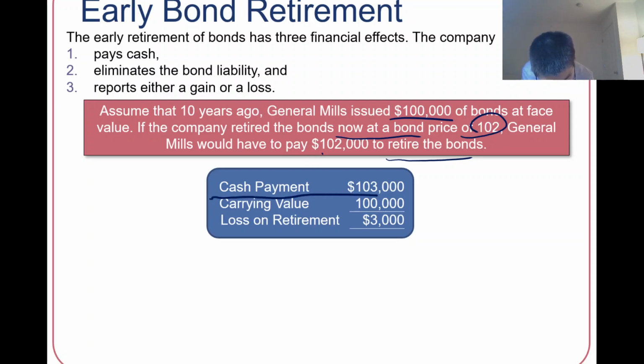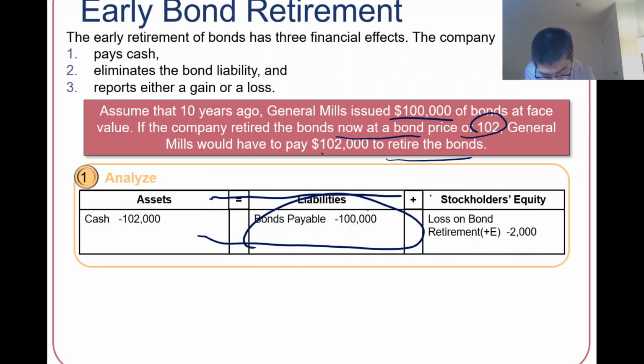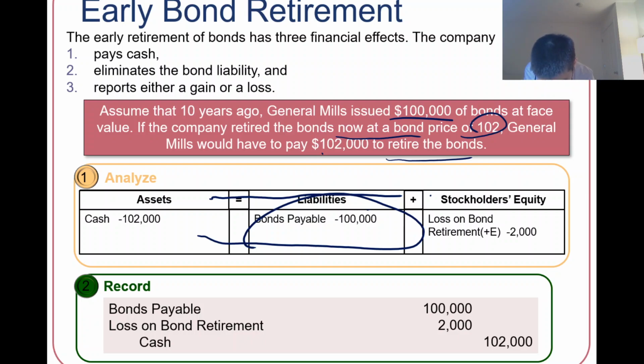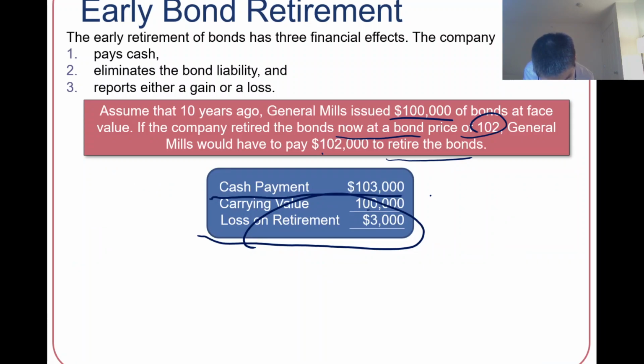Okay. So in this case, we are offering 102 for the bond for early retirement. So the cash payment is $103,000, and the carrying value is $100,000. So we are losing $3,000 on this retirement. Okay, so the journal entry will be bonds payable, liability reduced, $1,000. Again, this is not correct. What is wrong with this PowerPoint? That will be $2,000. Don't be confused. Cash paid is $102,000. Carrying value is $100,000. Loss on retirement then is $2,000.